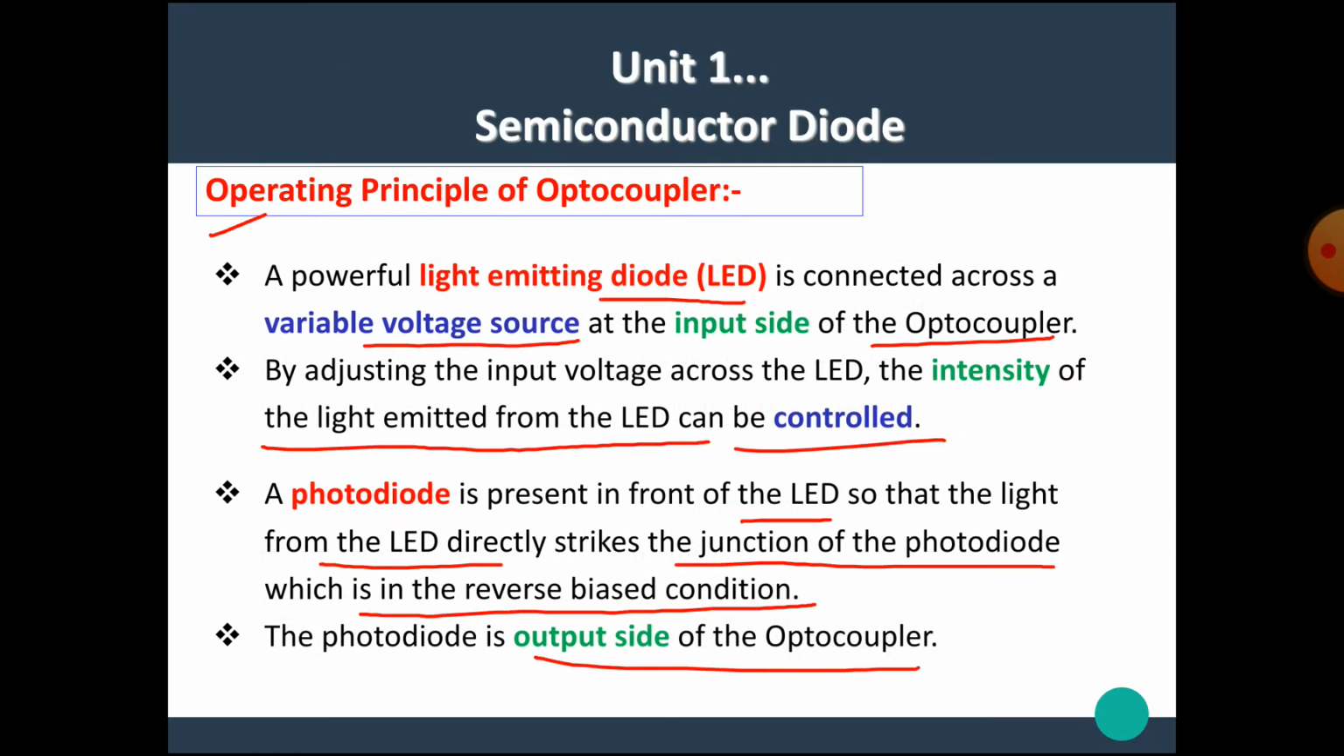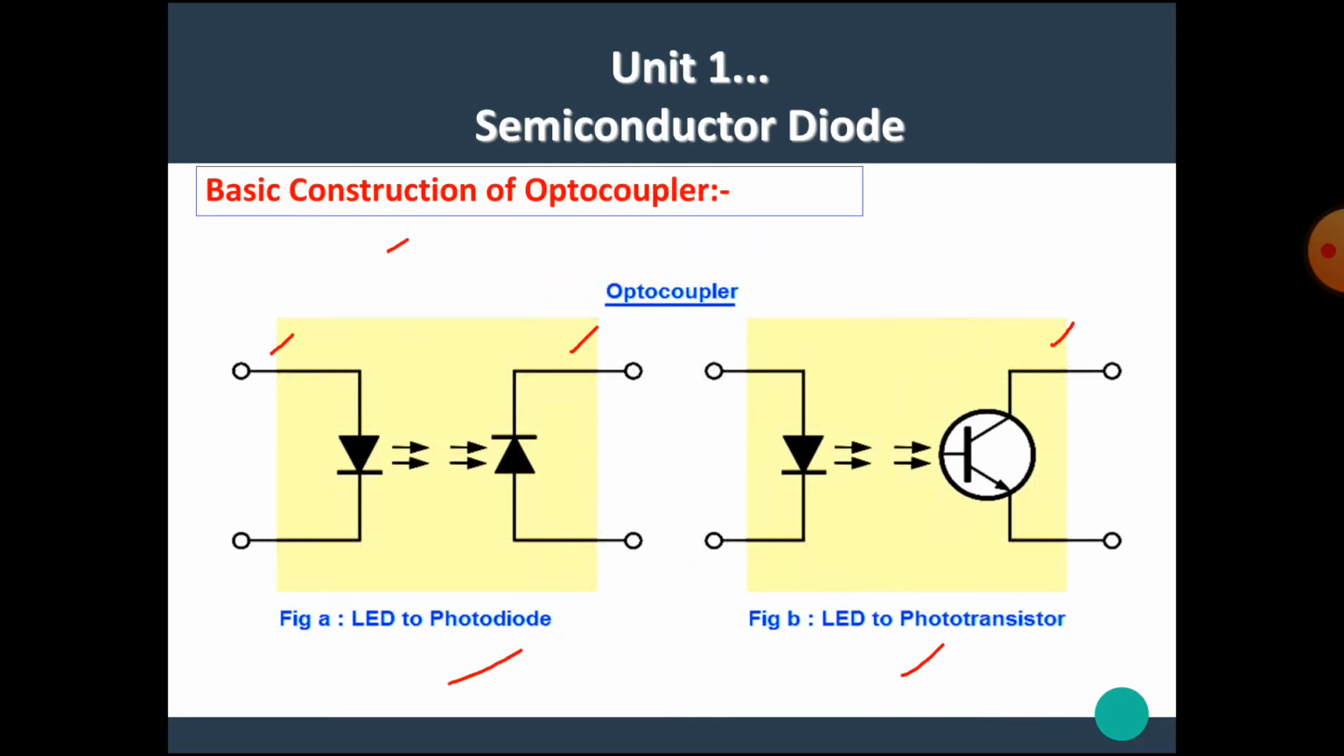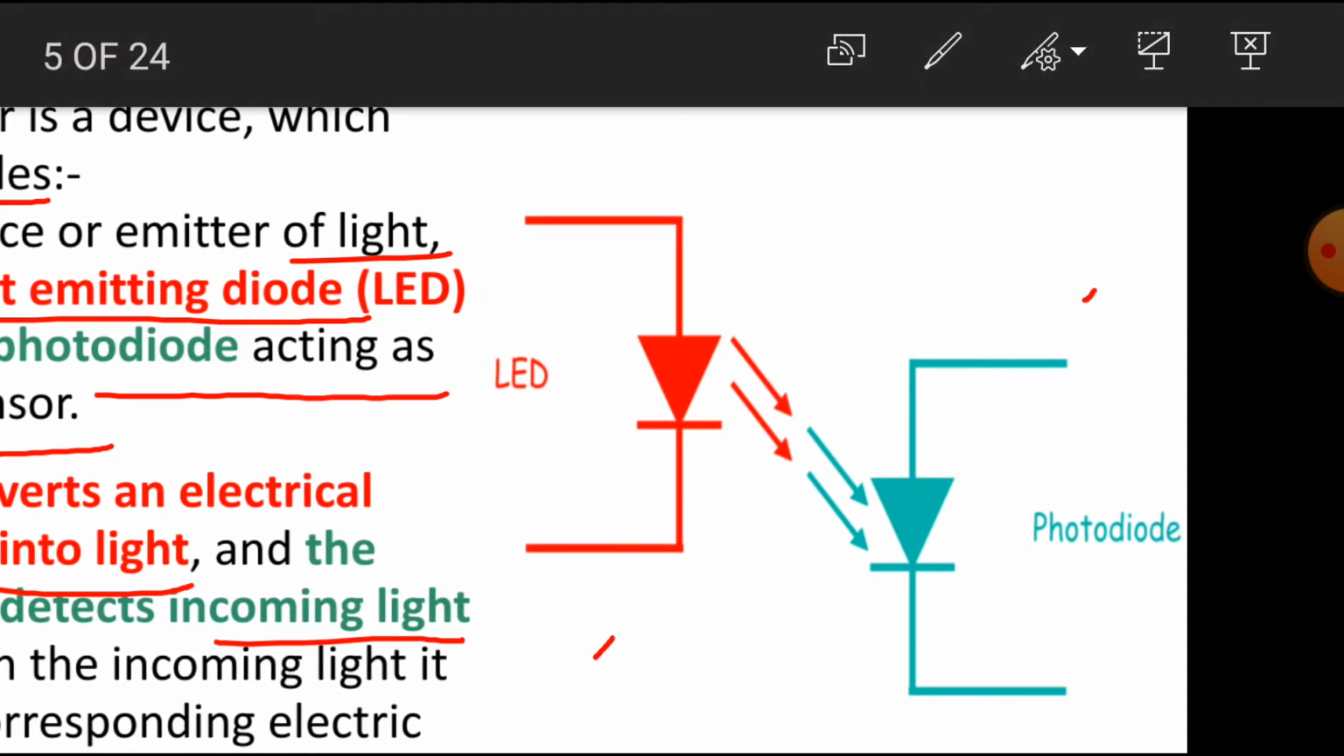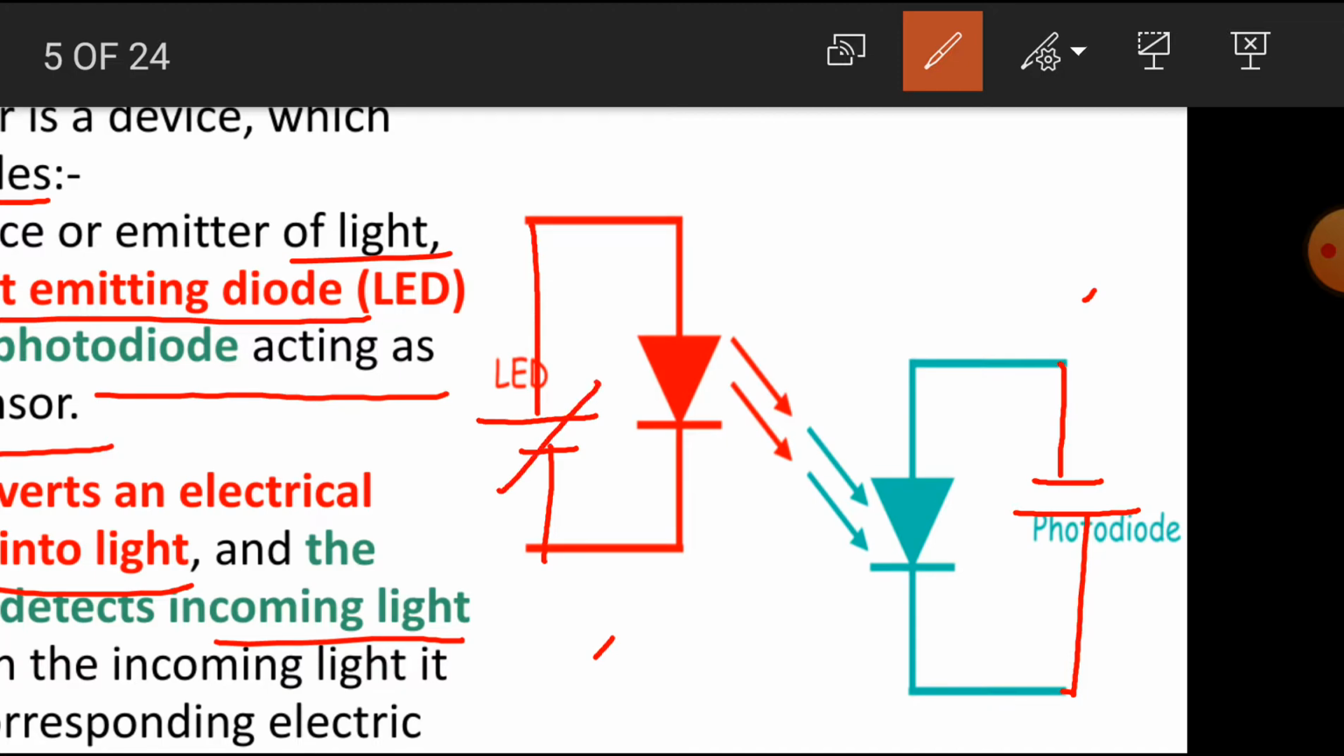Let's see this description on the diagram of the optocoupler. Here the diagram is shown, in which the LED is forward biased through a variable voltage source. Forward bias means the anode is connected to the positive terminal and the cathode is connected to the negative terminal. Similarly, we know that we use the photodiode in reverse bias mode. That means the anode is connected to the negative terminal and the cathode is connected to the positive terminal. Here, the voltage source applied across the LED is variable in nature.